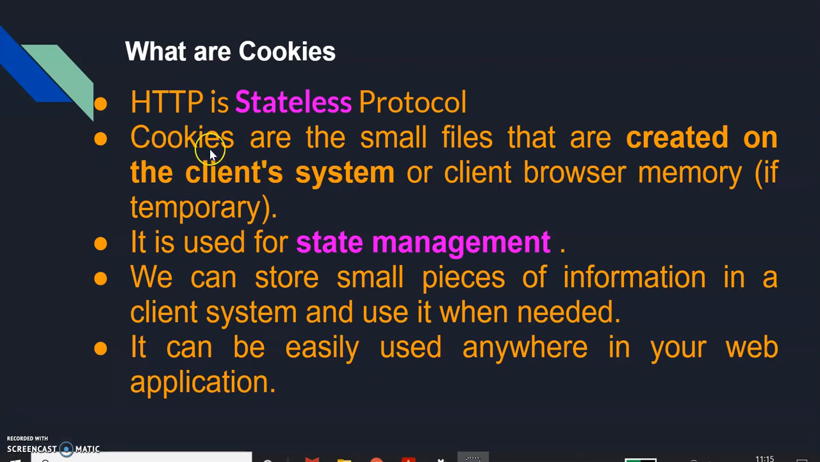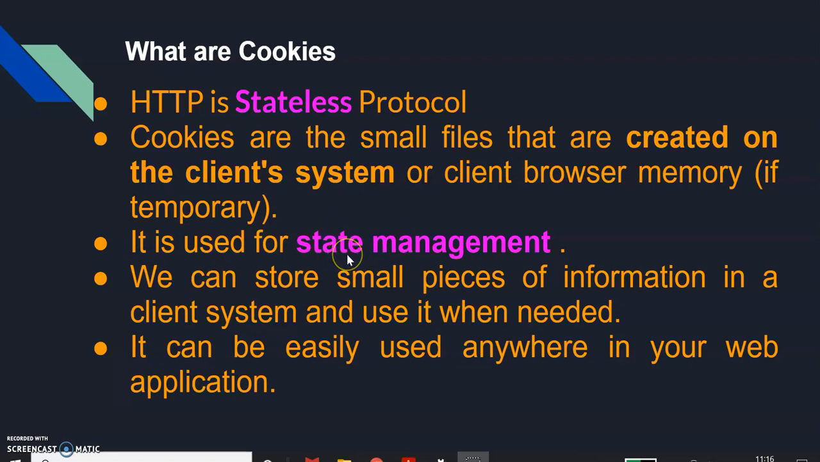Now what is a cookie? These are just small files having the information of the user, and this information is maintained on the client system or in the client browser memory. You can store that data on the client system temporarily or permanently. So it is used for state management. The purpose of a cookie is maintaining the state of every user.